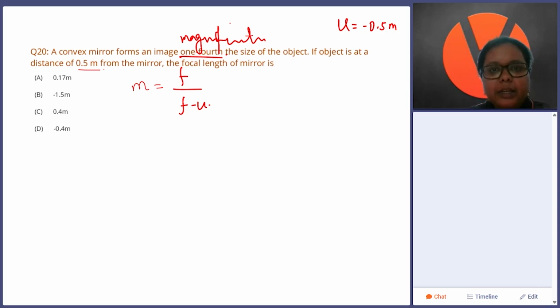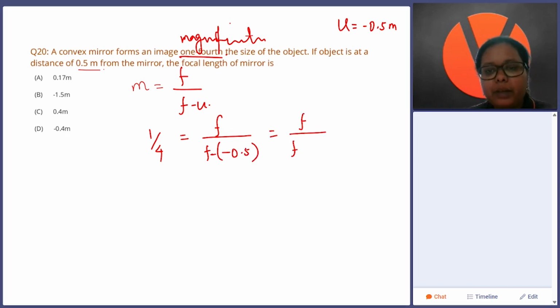So what they are asking here is the focal length. So what shall I do now? 1 by 4 is equal to f divided by f minus of minus 0.5, so f divided by f plus 0.5. We just cross multiply the terms. So what we will have here is f plus 0.5 equal to 4f. From this we need to find the focal length. What we are getting here is 0.17 meter after the calculation.